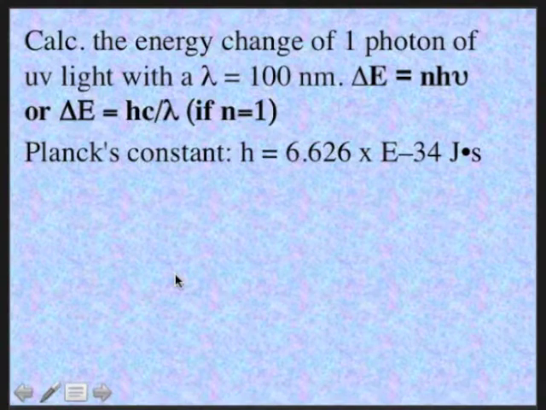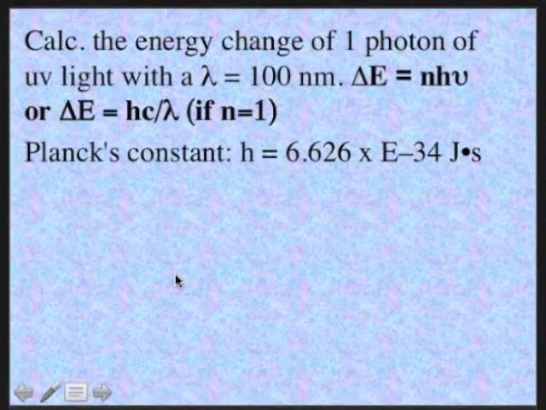So here's a question. Calculate the energy change of one photon of UV light, ultraviolet light, with a wavelength of 100 nanometers. And here are the two equations that you need and Planck's constant. Can you end up doing this? Turn off the playback, see if you can get it, and then come back to us.